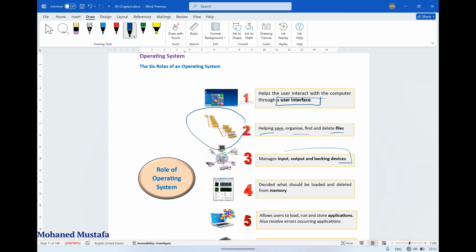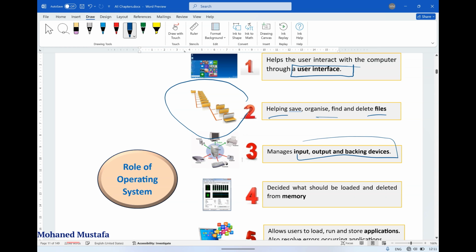What else? Input and output and backing up devices. If I now connect a keyboard, what will happen? The operating system will immediately recognize that this is a keyboard and I can continue typing. If I connect a mouse, automatically the operating system will recognize this is a mouse and I will be able to click on different things, you get my point? So whenever you connect input devices, output devices or storage devices, the operating system will allow you to use them or take advantage of them.